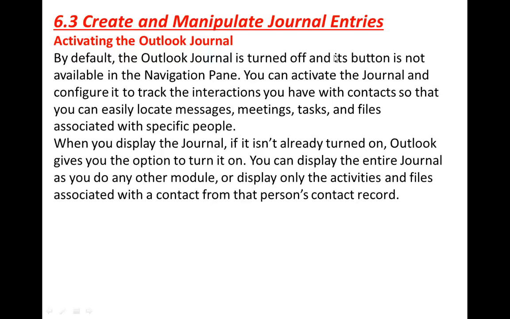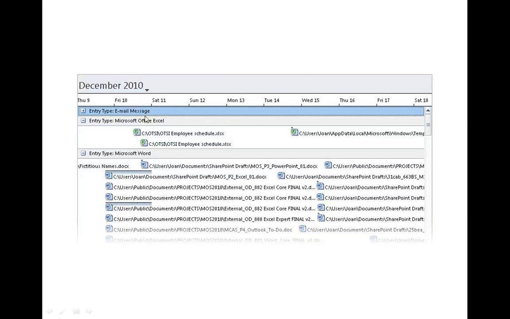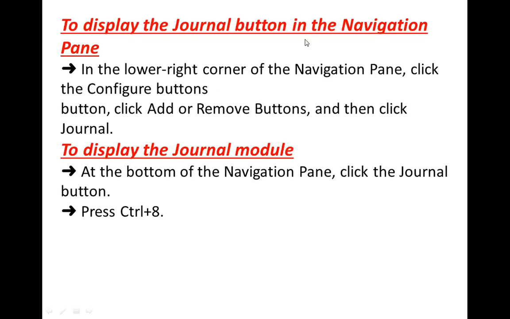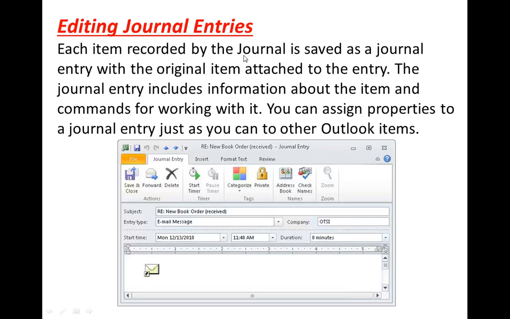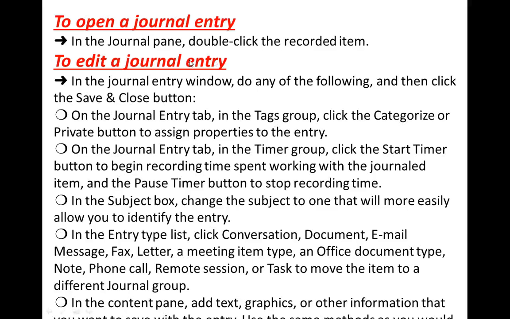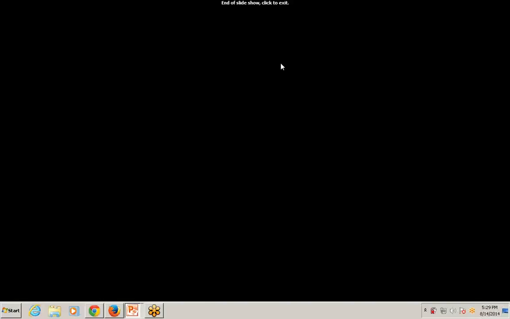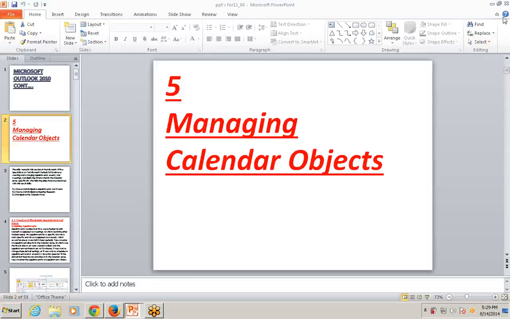Then we discussed, at last, create and manipulate journal entries, meaning the procedure to create journal entries in Outlook 2010. These are the journal entries. How to display the journal entries in the navigation pane, how to display the journal module, how to edit the journal entries, how to open and how to edit a journal entry. So this is how Outlook 2010 works. So we have finished Outlook 2010 yesterday.